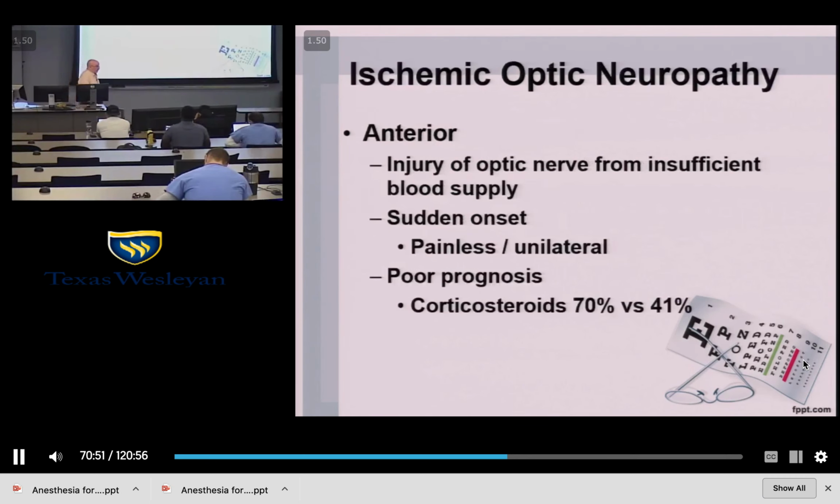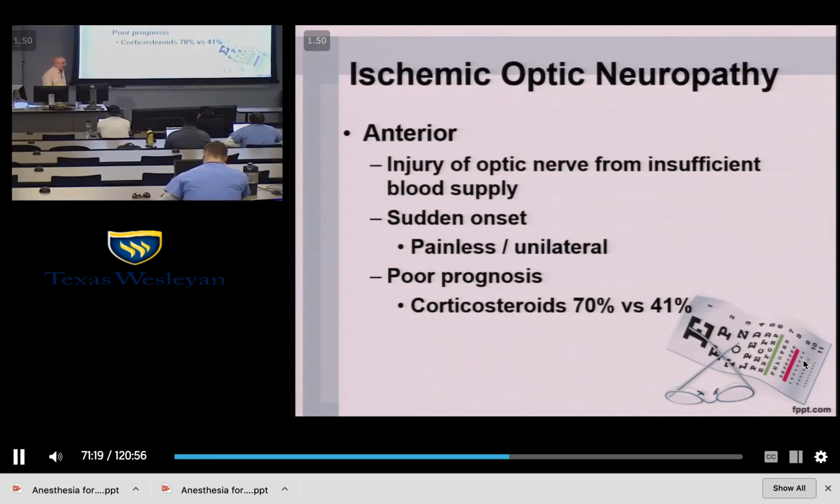A couple more slides about eyes and we're done with this part. Ischemic optic neuropathy, there are a couple different kinds, and I'm going to talk about just one of them. All right? The anterior kind is injury of the optic nerve from insufficient blood supply. Typically, it is a sudden onset issue that's painless and only affects one eye, so it's unilateral. These patients have a poor prognosis.